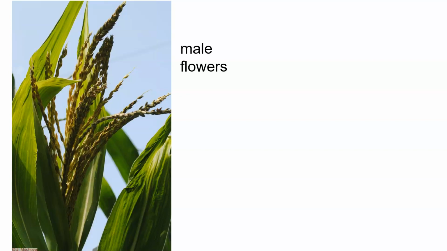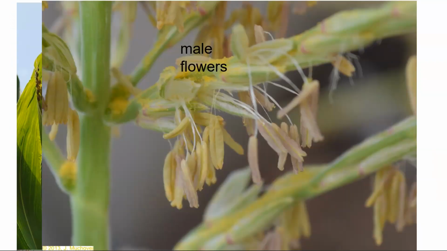When we look at corn, corn has got male flowers. The male flowers are called the tassel. The tassel comes out on top. When it first comes up, it looks like that. When it matures, it looks like this. You'll have the anthers hanging out. The anthers will be putting out the pollen.